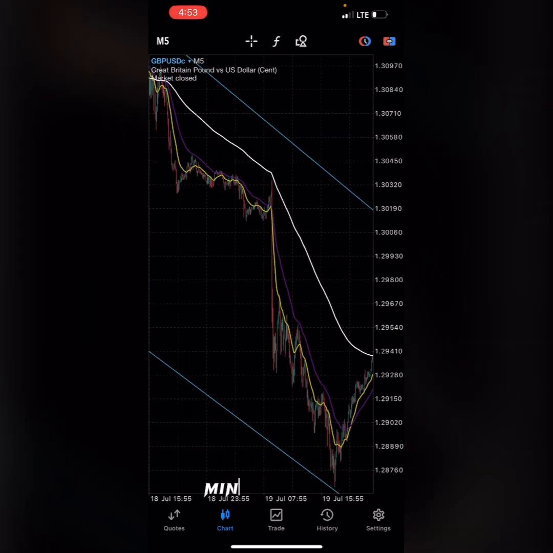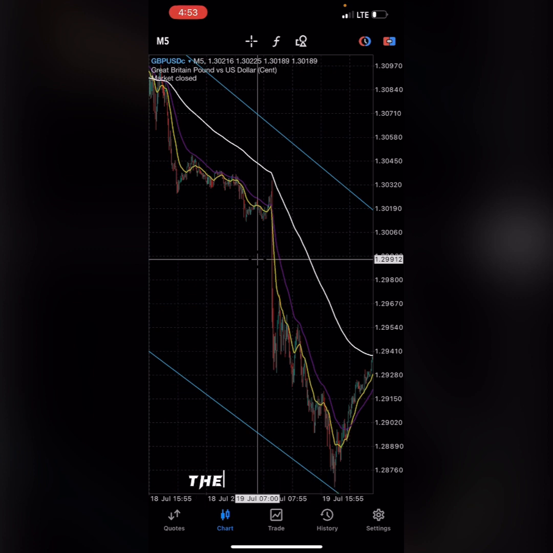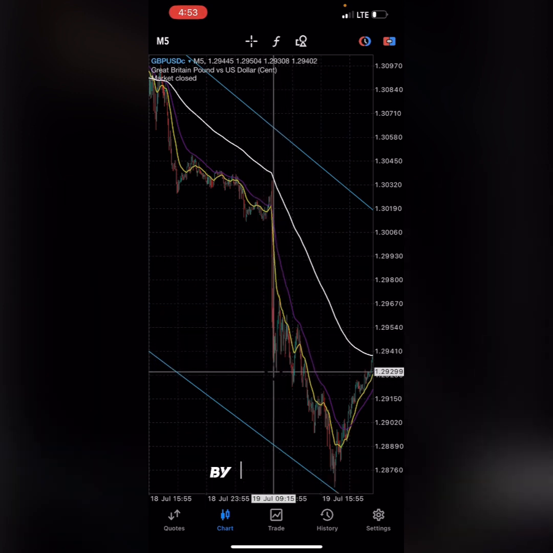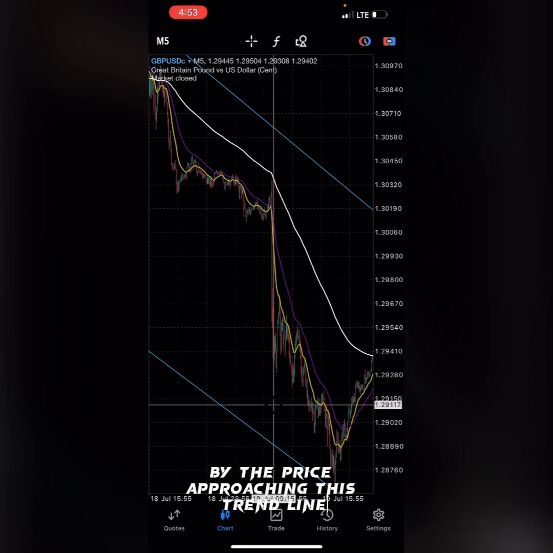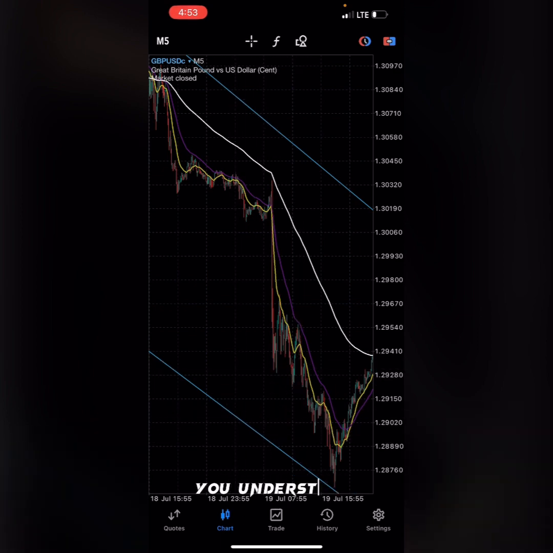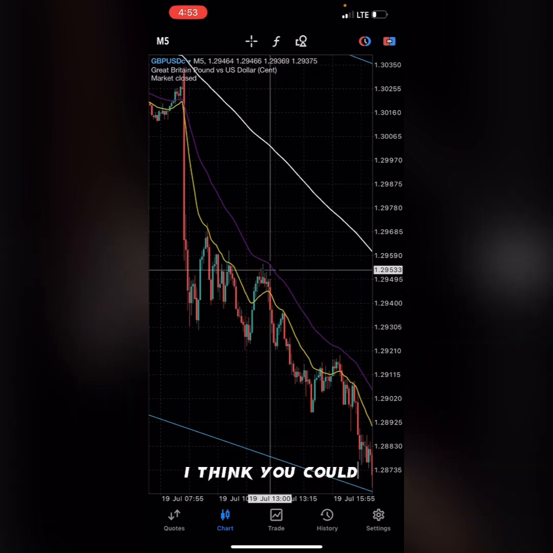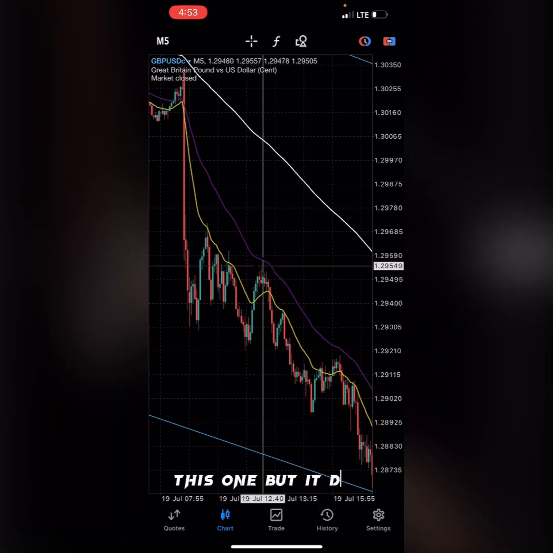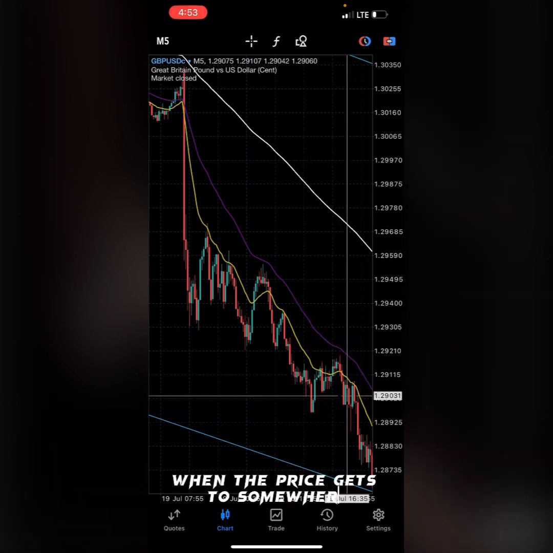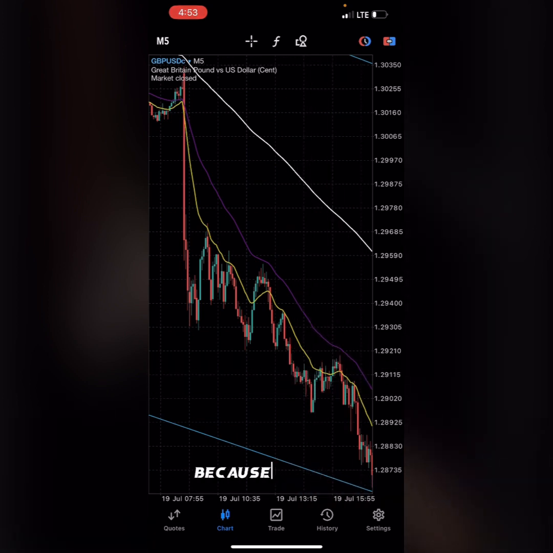So we enter this. Mind you guys, let me explain part of the reason why we initially drew a trend line to understand the channel of the market. This is the reason, because price can't just be spiking down. The price has to retrace back and continue its original move. That's what really happened here. Whenever you see that the price is approaching this trend line, stay out of the market. You understand? For example, I think you could have gotten this one, but it didn't touch it. For advice, when the price gets to somewhere here, stay out of the market, because we're expecting a reversal.